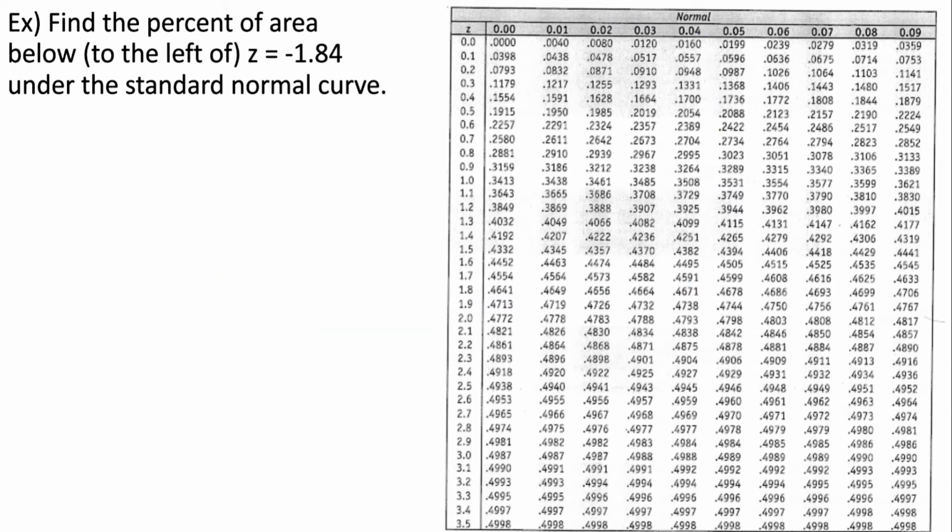Here we want to find the percent of area below or to the left of z is equal to negative 1.84.